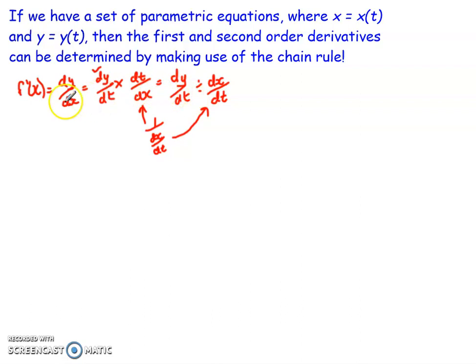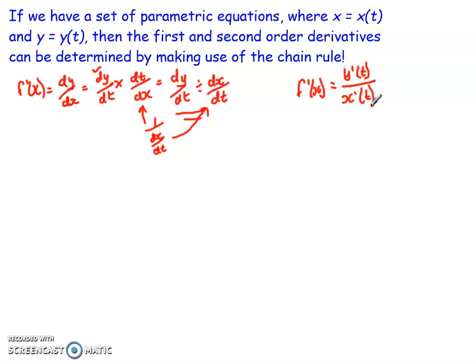So in order to calculate the derivative, f dashed of x, this here is what I use. I use dy by dt divided by dx by dt. Shorthand notation for this is f dashed of x is given by y dashed of t divided by x dashed of t.